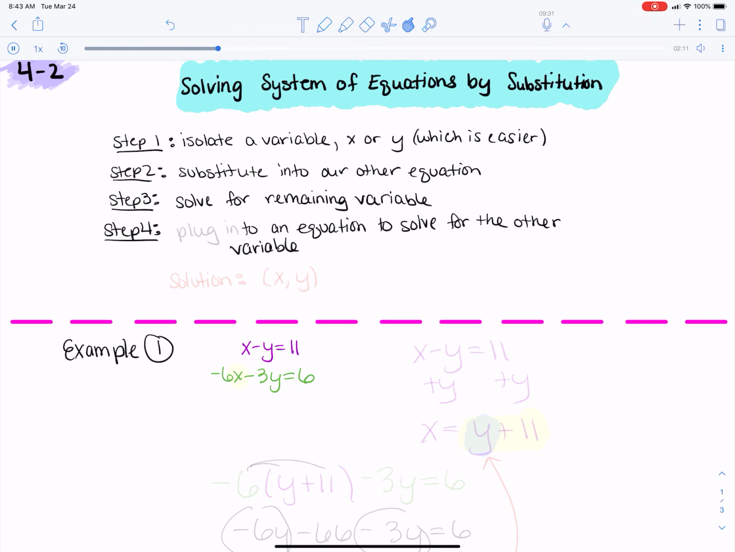And step 4, we're going to plug in what that variable was equal to into our equation to solve for the other variable. So our solution will still be an ordered pair of x, comma, y.